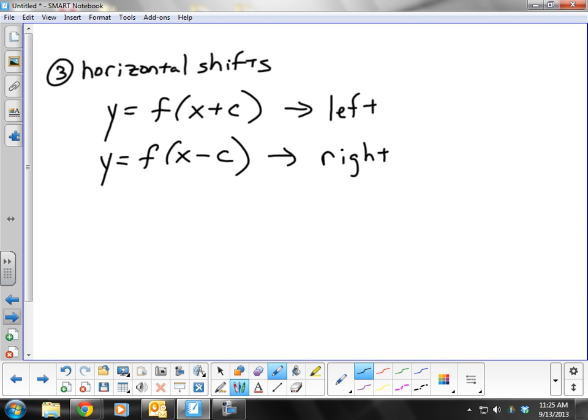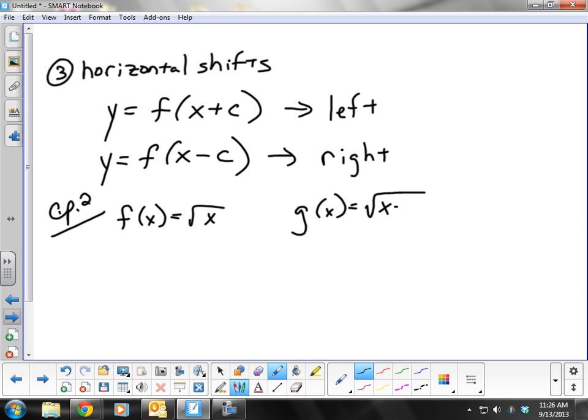So checkpoint 2 wants us to take this graph f of x equal to the square root of x and get from it the g of x function, which is the square root of x minus 4. So the minus 4 is inside the function, right, because the square root extends all the way over it. You have to be careful on the square roots to make sure that you can see where the end of the square root bar is to tell if it's affecting the x coordinates or the y coordinates.